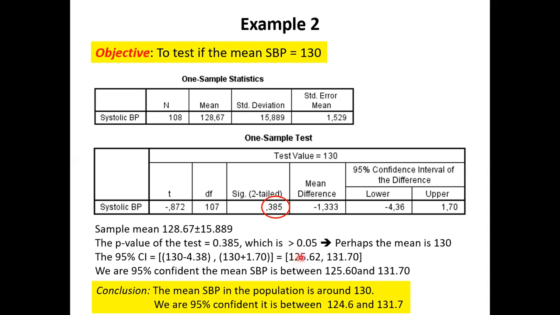88.6 to 92.5. Does 90 fall inside? Yes. So what's the conclusion? The mean DBP in the population is still around 90. We are 95% confident it is between the two limits. That's why I make this conclusion. Any questions?